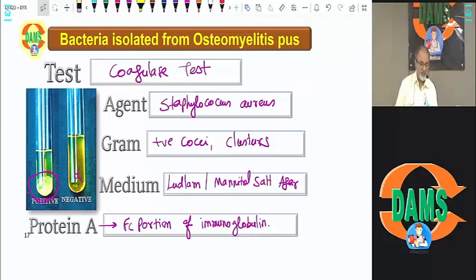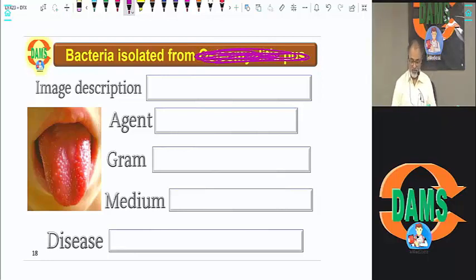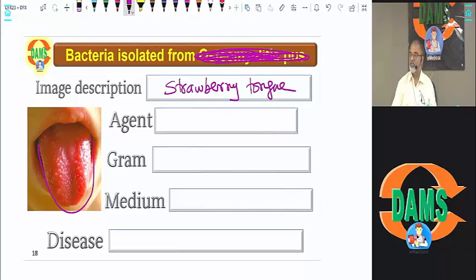Next is bacteria. Sorry, this is not correct thing. Okay, question is wrong. Okay, I'm sorry. This actually what? Yeah, just you see the image. What tongue? Excellent, strawberry tongue. The copy paste error happened. Remove that question, don't worry.